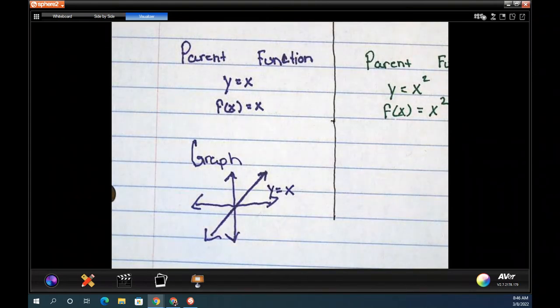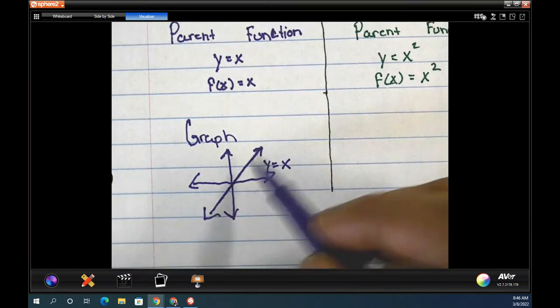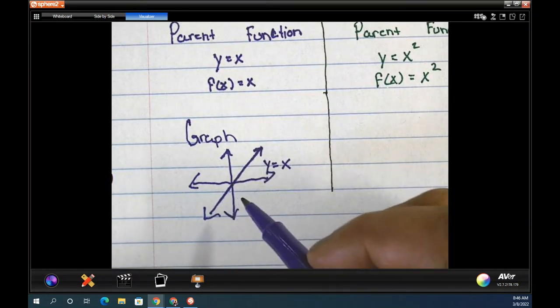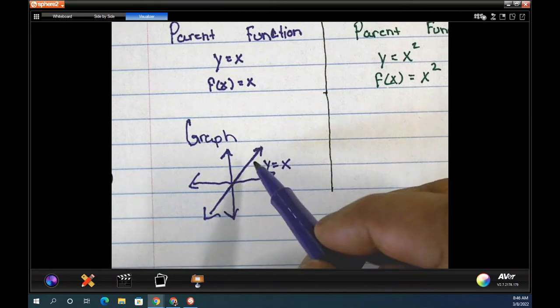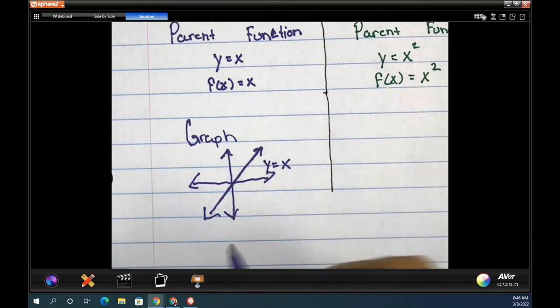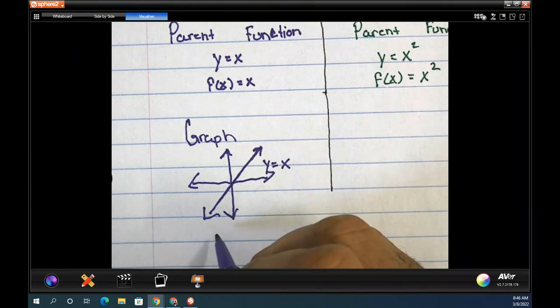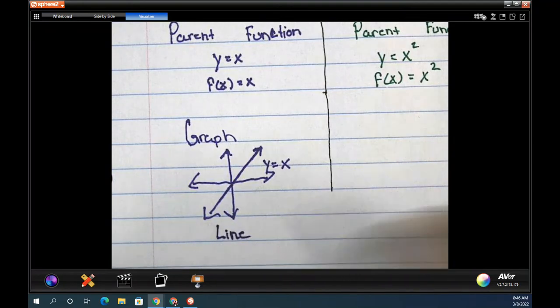Now, the graph of a quadratic, oh, what's that called? What's this called? It's called a what? Come on. What is that? Well, it has a positive slope, but what's it called? What's the first 4 words of linear? Line. It's called a line.